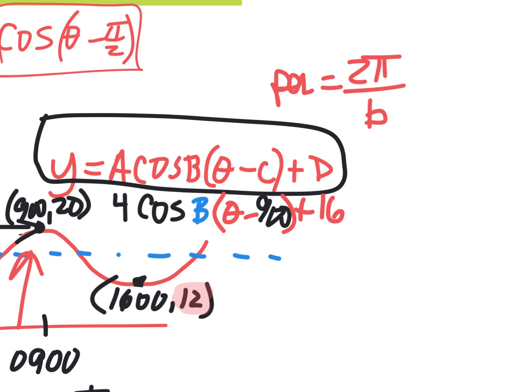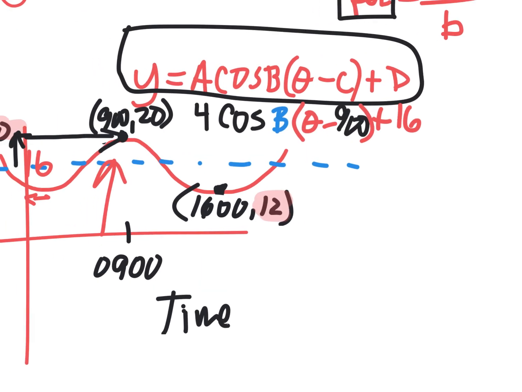We didn't know B, but we know the period. How do we know the period? Because the time it took to get from 900 to 1600 is 700, and that's 7 hours. Is really what that means, okay? So 7 hours. Yes?